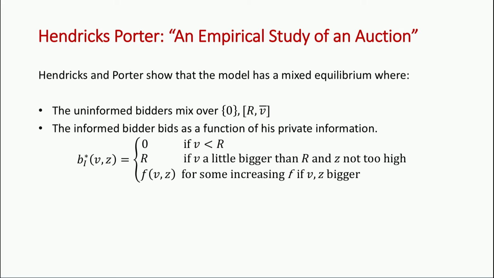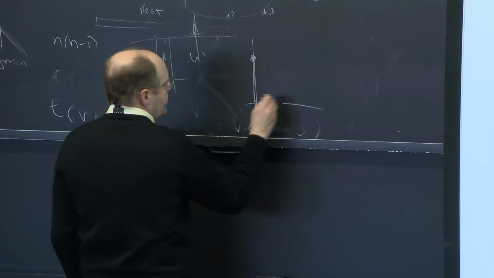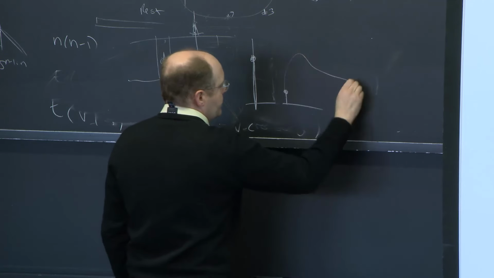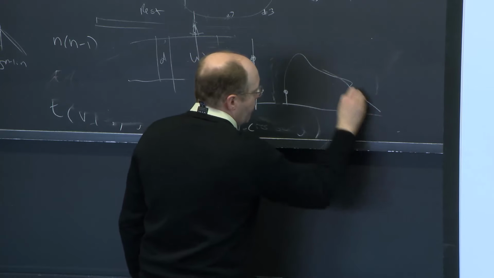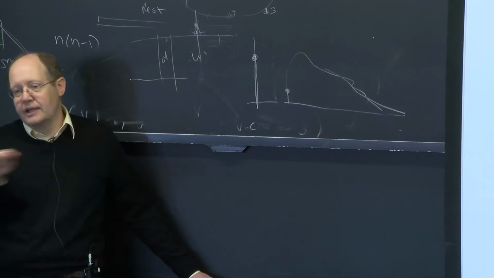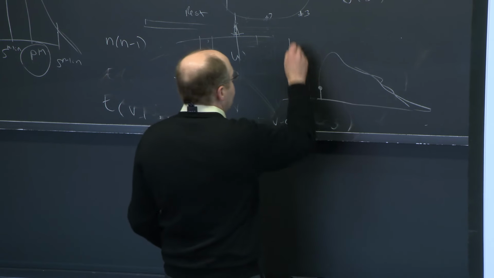sometimes I see the incumbent bidding exactly zero, just not even bidding. Sometimes I see the incumbent bidding the reserve price, and then there's going to be some density of bids where the incumbent bids more. If it knows the tract is highly valuable and looks attractive, it's going to bid a higher amount. Okay, so this is what the incumbent does.